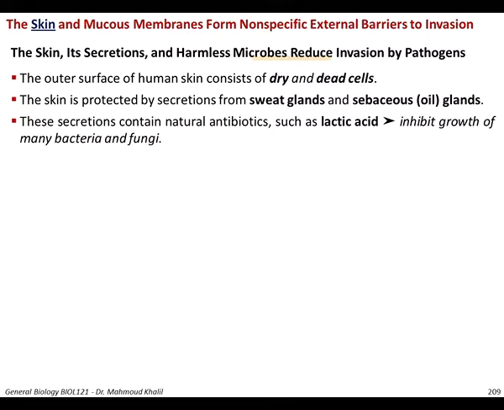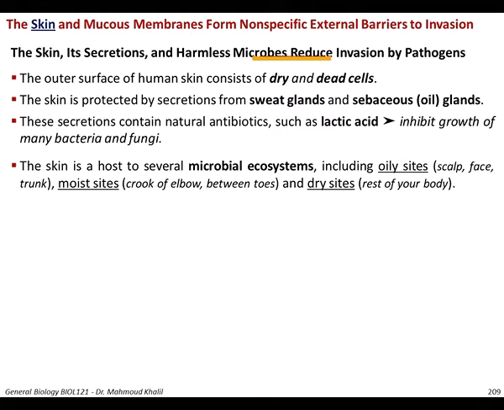So what about the skin and its secretion and how they protect from a pathogen? Actually, the outer surface of human skin consists of dry and dead cells. And this skin is protected by two major glands, the sweat gland and the sebaceous, which is the oily gland. The secretions from these contain a lot of natural antibiotics, like the lactic acid that can be secreted from your skin. And this lactic acid provides acidity, low pH, that can inhibit a lot of the growth of bacteria and fungi.